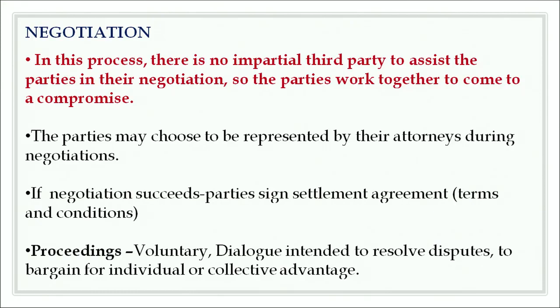The next process of ADR is negotiation. In this process, there is no impartial third party required to assist the parties in their negotiation, and the parties are free to work together to come to a compromise. The parties, if they wish to, may choose to be represented by their attorney during the negotiation procedure, and if the negotiations succeed, the parties can sign a settlement agreement in terms of the agreed terms and conditions, and then it will be binding on both the parties.